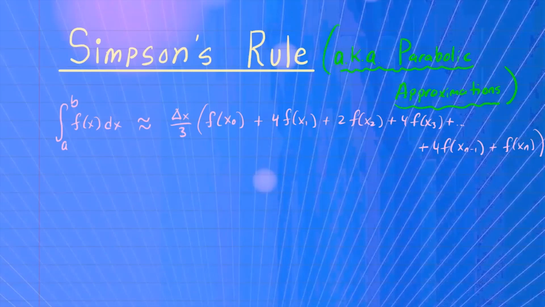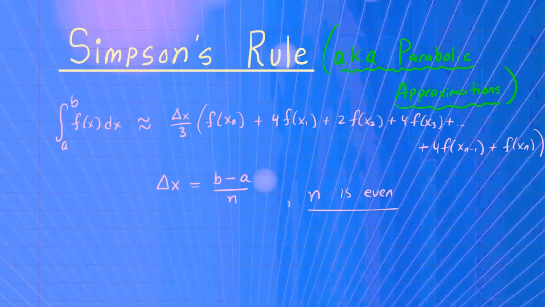So delta x is the same delta x from before, from the trapezoid rule or any other approximation you have learned. Delta x is given by b minus a divided by n. So n is the number of subdivisions or partitions you make. One thing you have to keep in mind is that n must be even for this method to work. So that's one thing to keep in mind.